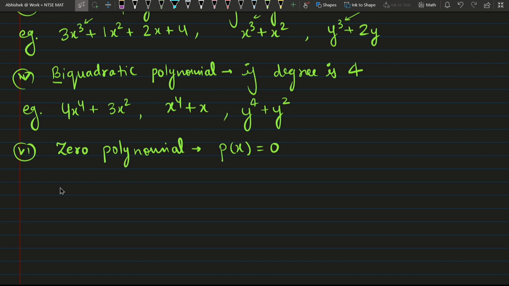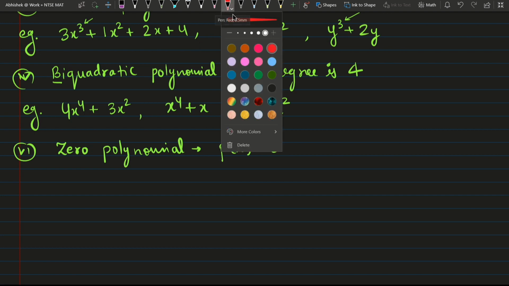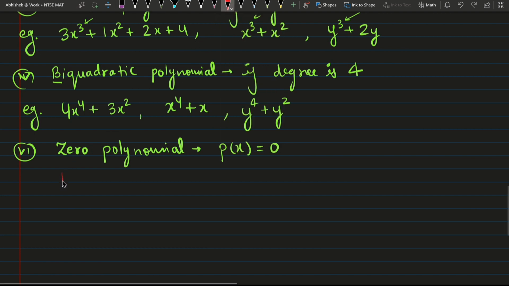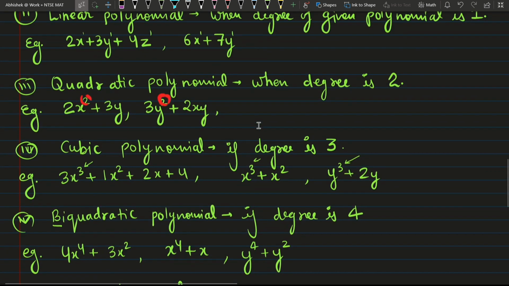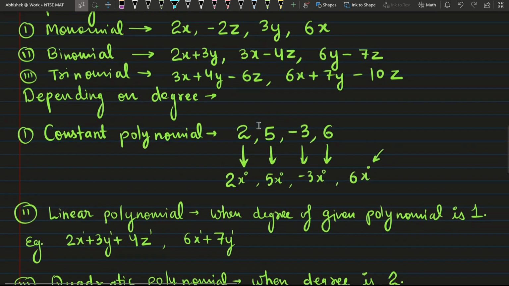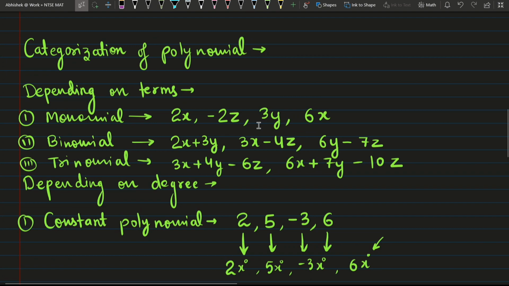And if we discuss what the degree of the zero polynomial is, remember this one: the degree of the zero polynomial is not defined. Okay, so remember this thing. So I have completed the entire kinds of polynomial depending on terms and depending on degree.